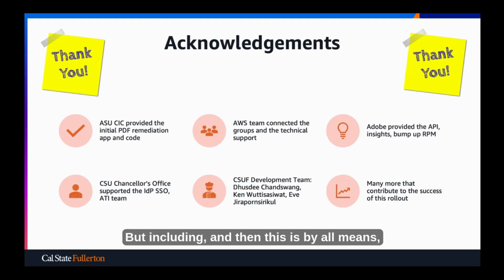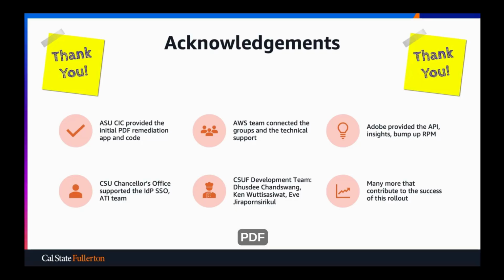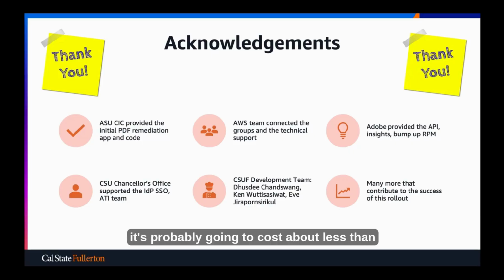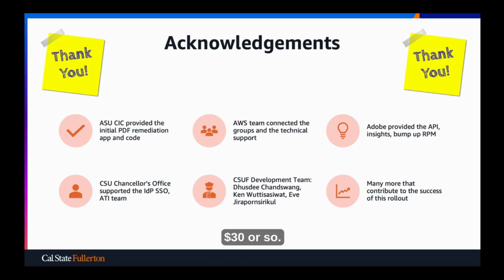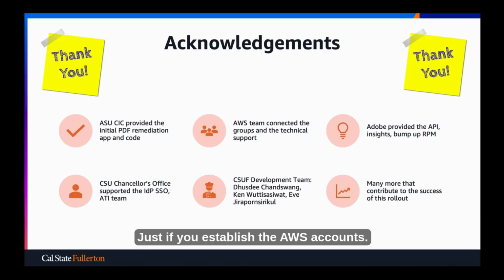But including, and this is by all means, including the AWS infrastructure costs. Initially, if you launch a plain PDF remediation setup with nothing in there, it's probably going to cost less than $30 or so, just if you establish the AWS accounts. But overall, for my documents, I do a per document cost. It's 14 cents per document for that particular CSU instance.